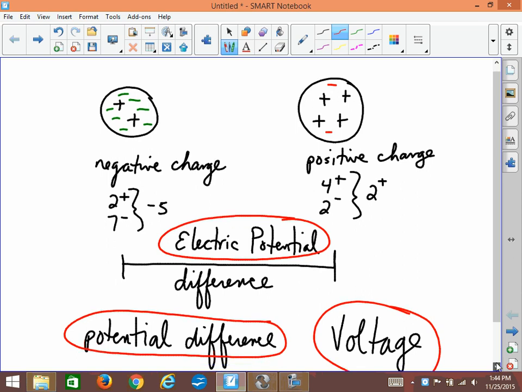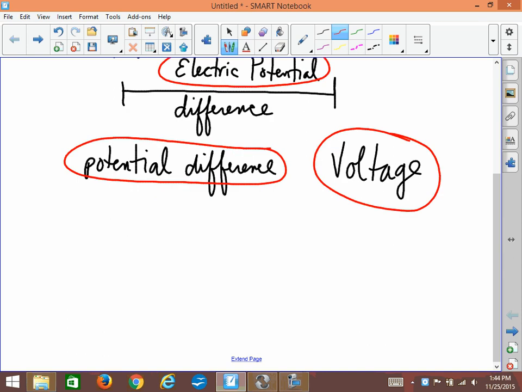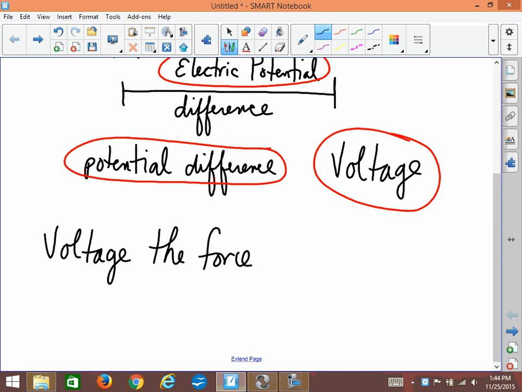Now, when you have a potential difference or a voltage, we can imagine the voltage to be kind of like a force. Okay? Voltage can be thought of as the force causing charge to move. What do I mean by that? How can charge move? Well, let me show you.